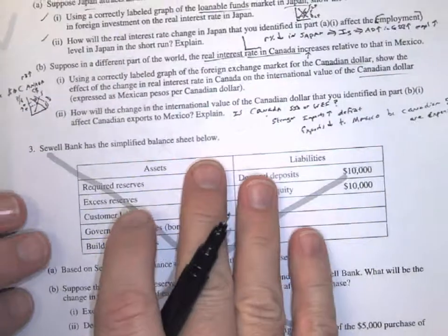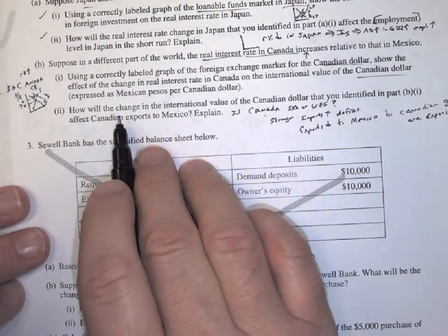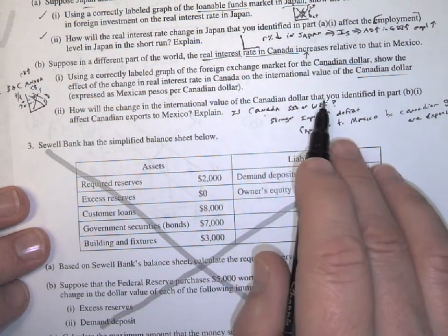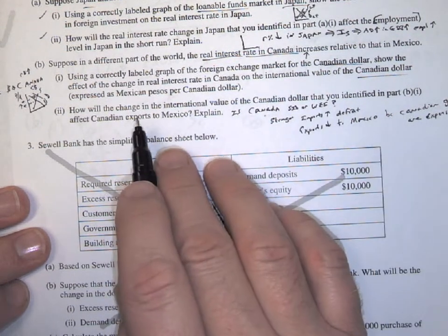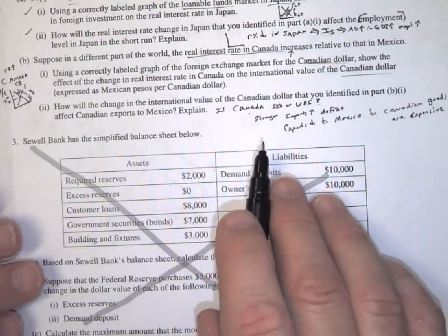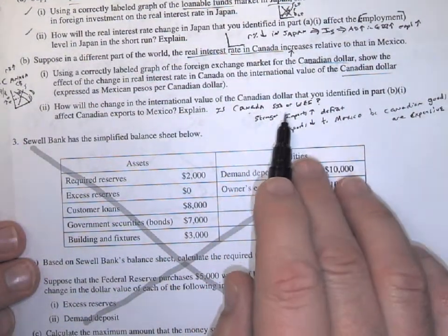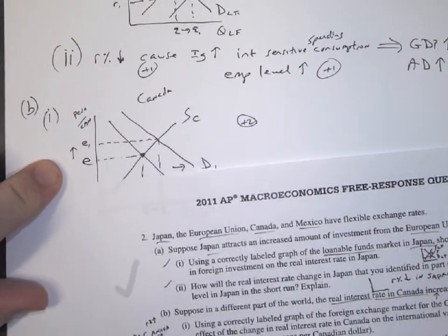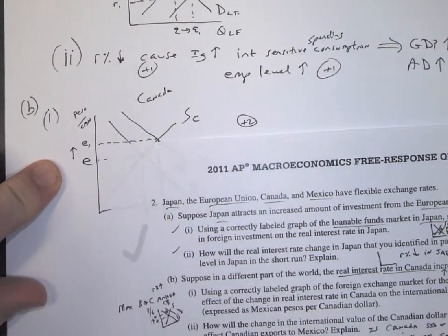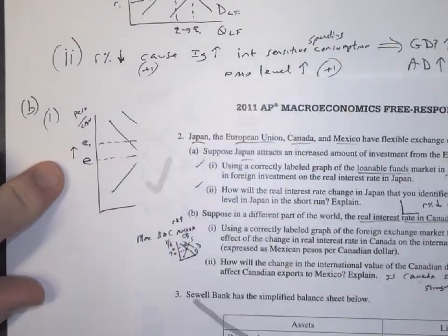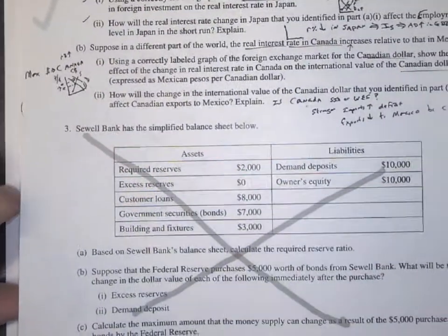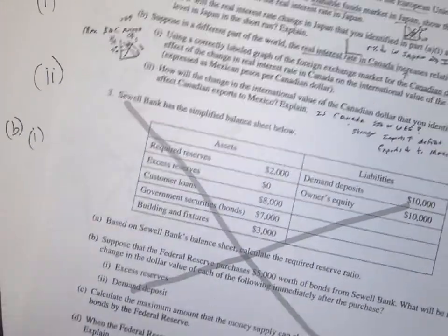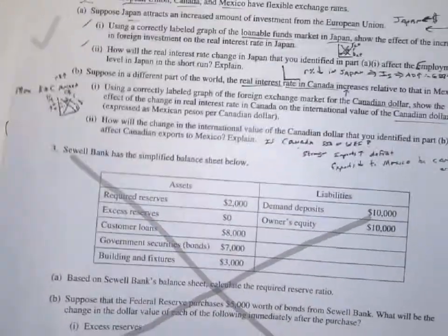Now, as we've shown right on graph, they want to know some information now. How will the change in the international value of the Canadian dollar, that you identified in part B, affect Canadian exports to Mexico? So now, is Canada SID or WES? So according to my graph, did it get stronger or weaker? Well, the Canadian dollar got stronger, didn't it? So if the Canadian dollar got stronger or increased in value, that means that it's more expensive. So people in Mexico are going to get less Canadian dollars for their peso when they trade it in.